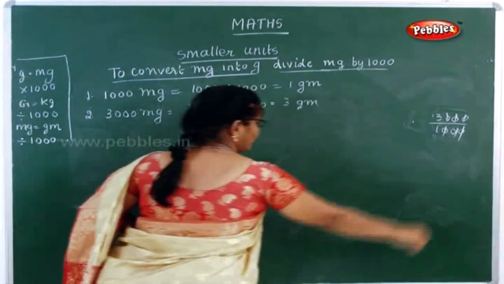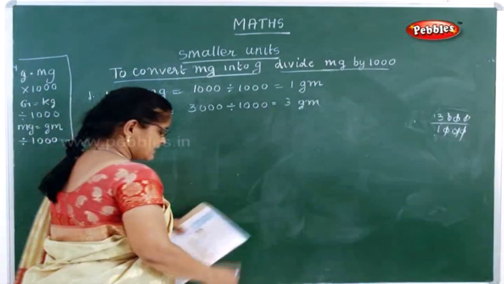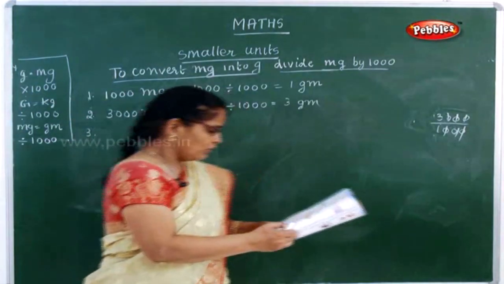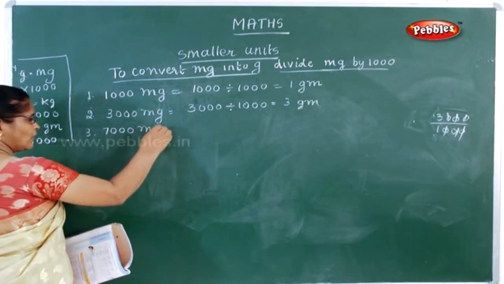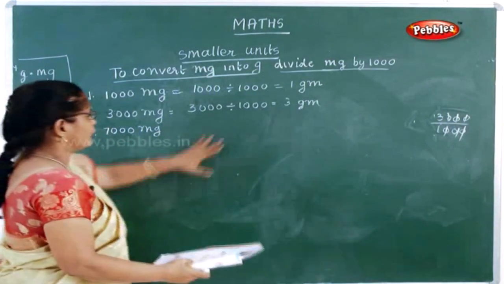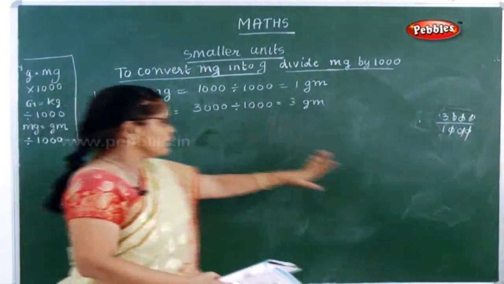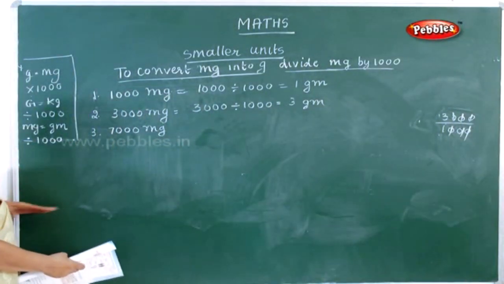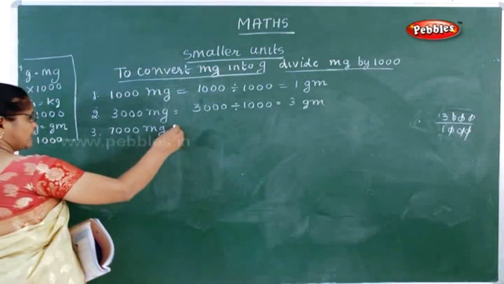See, this rough work should be on the right hand side of your notebook, or you can draw a line just beneath in your notebook. Now next one is 7000 mg. Never do rough work in the middle of your notebook. Either do it on the right hand side, or you can draw a line down here and do your rough work.